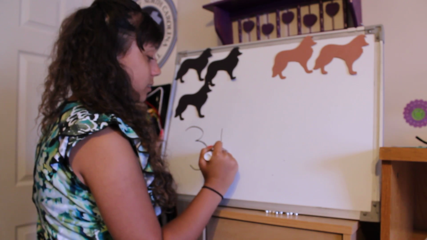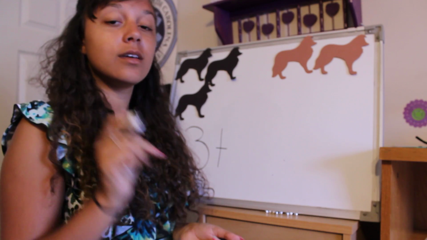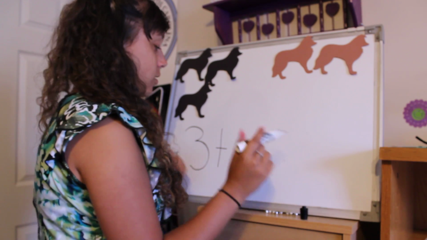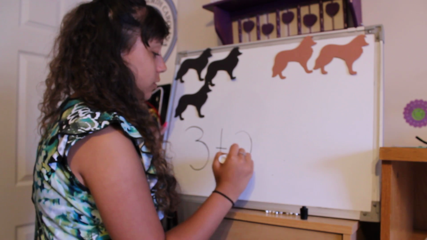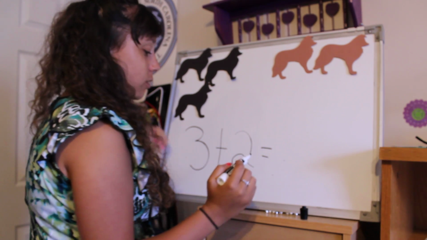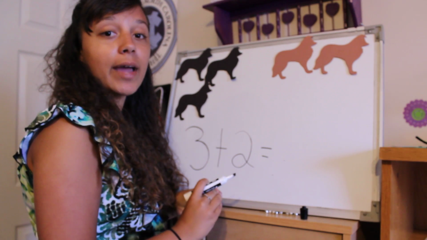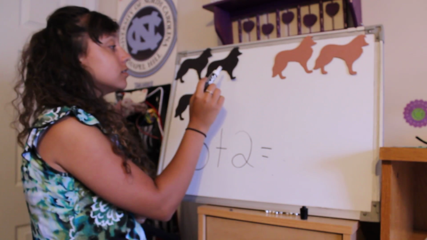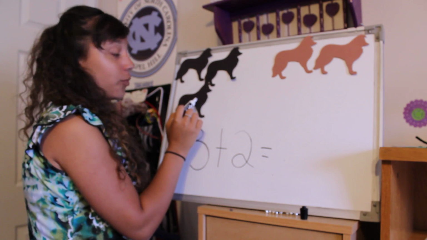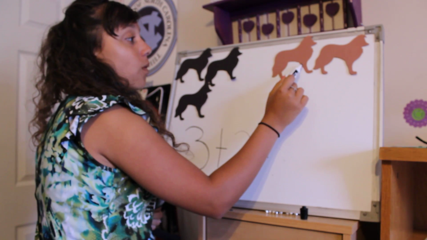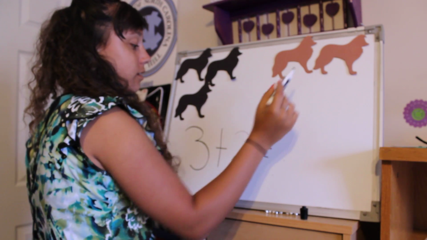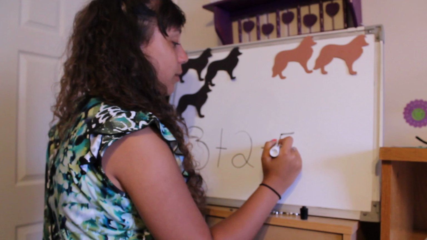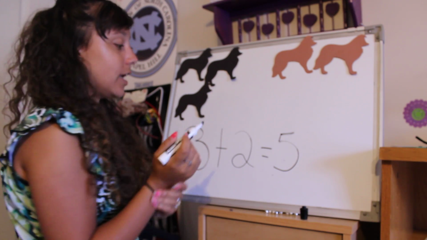And then it says 2 more dogs join them. There's that key word, join. That means to add. So, 2 more. So now all we have to do is count how many we see all together. 1, 2, 3, 4, 5. So that lets me know that the answer is 5. There were 5 dogs playing all together.